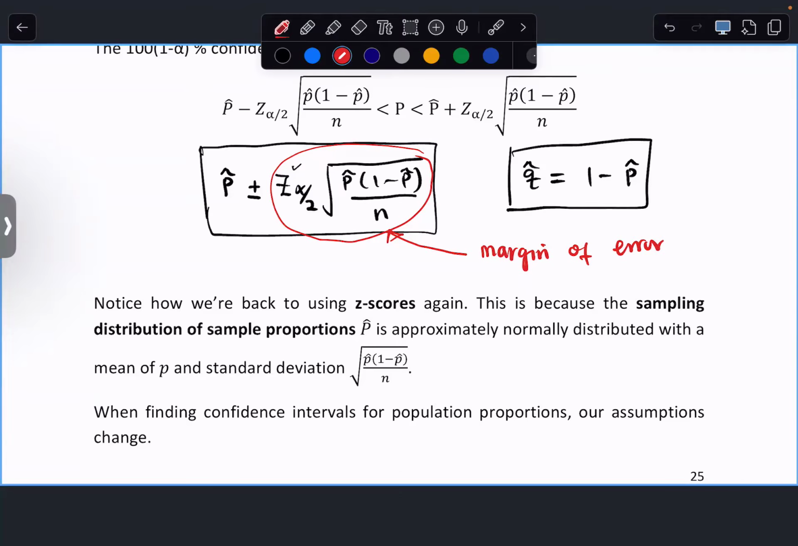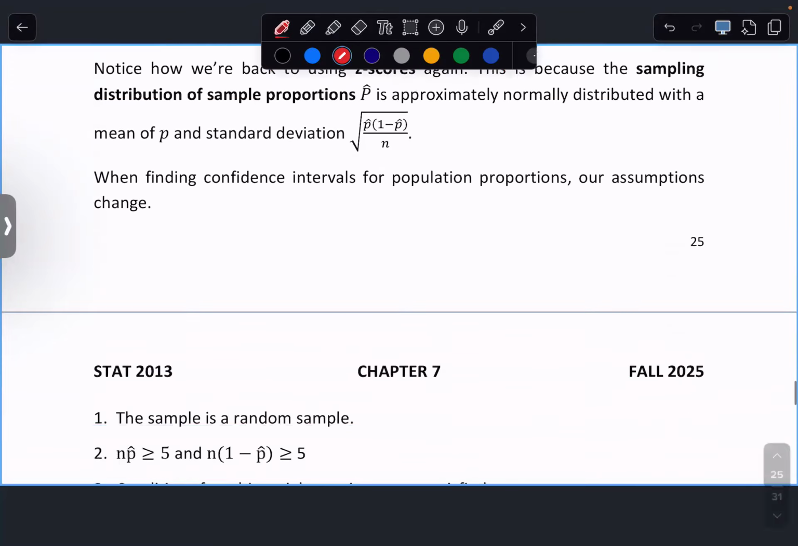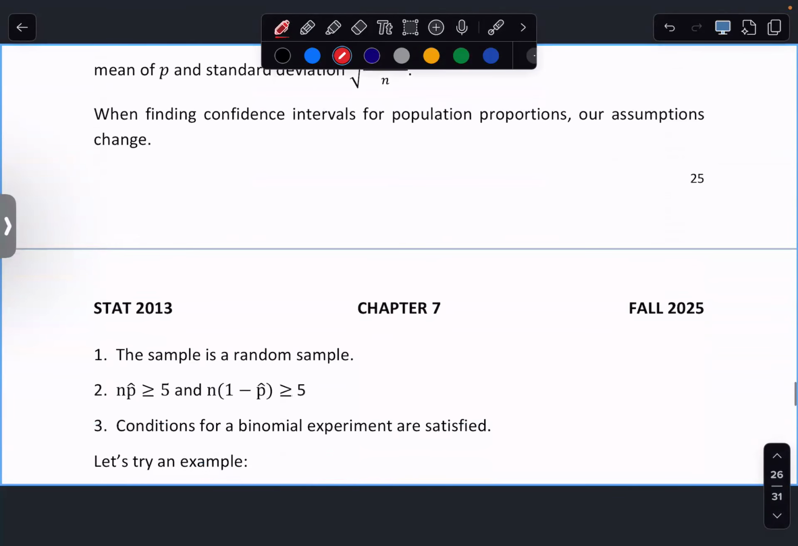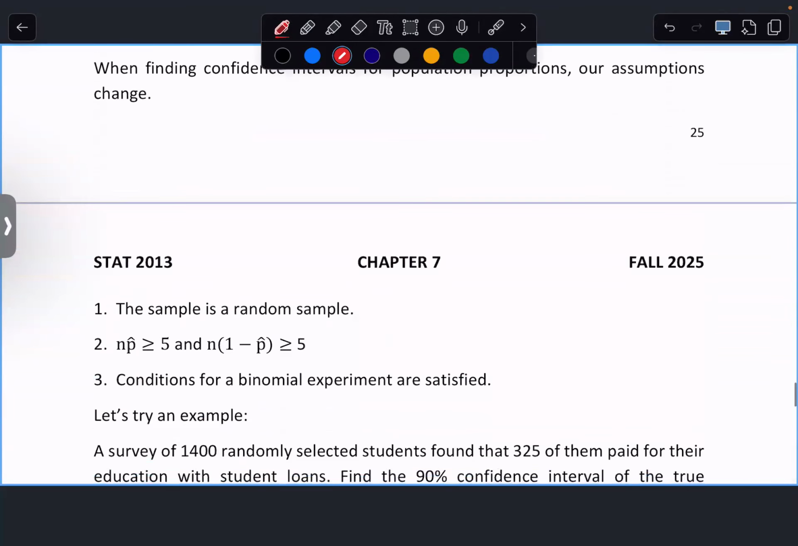We're going to use that when we are calculating the sample size. As usual, we also have some assumptions that we need to check before we can use this formula. The first assumption is that we have a random sample. And the next is that if you multiply p hat, the sample proportion, by the sample size, it should be at least 5. The same applies when you take n times 1 minus p hat.